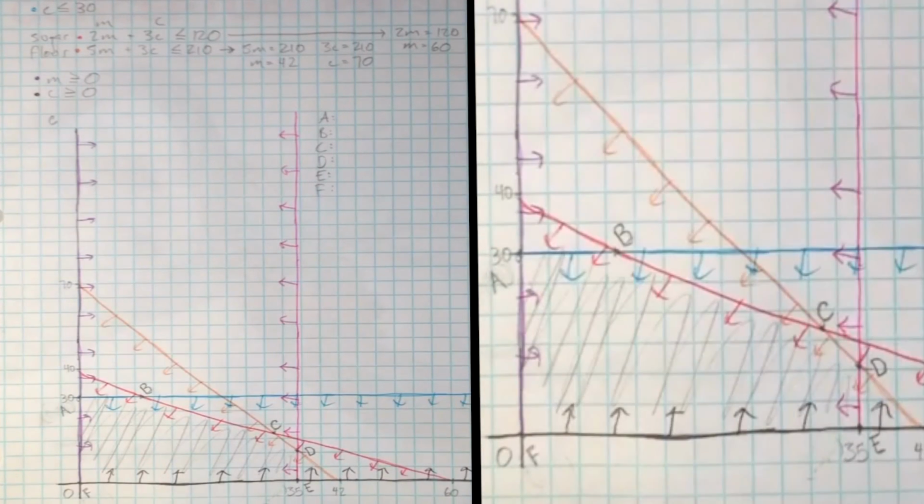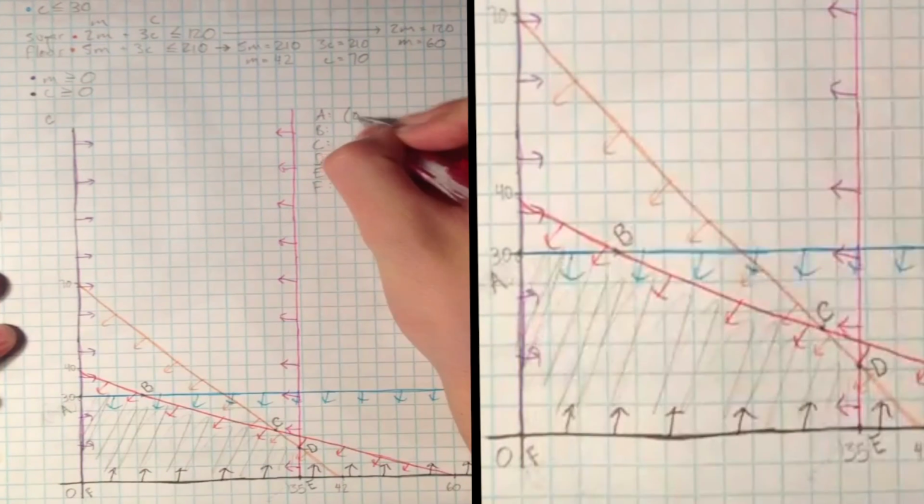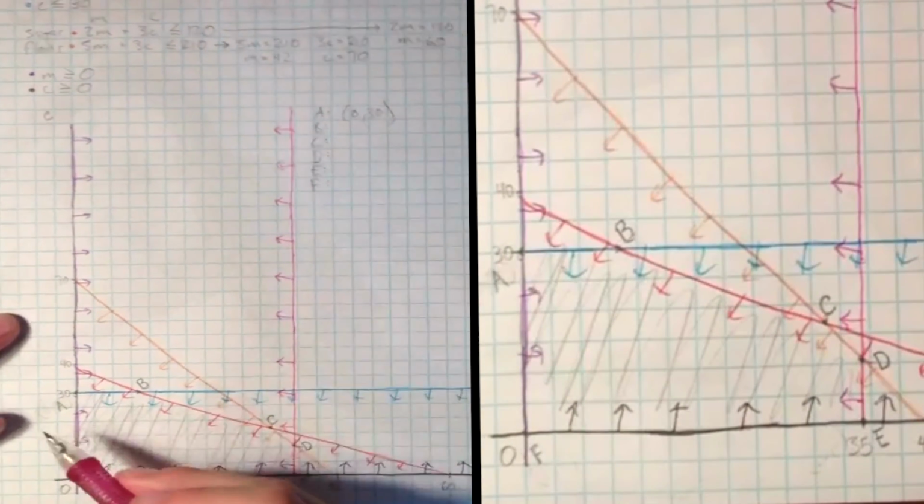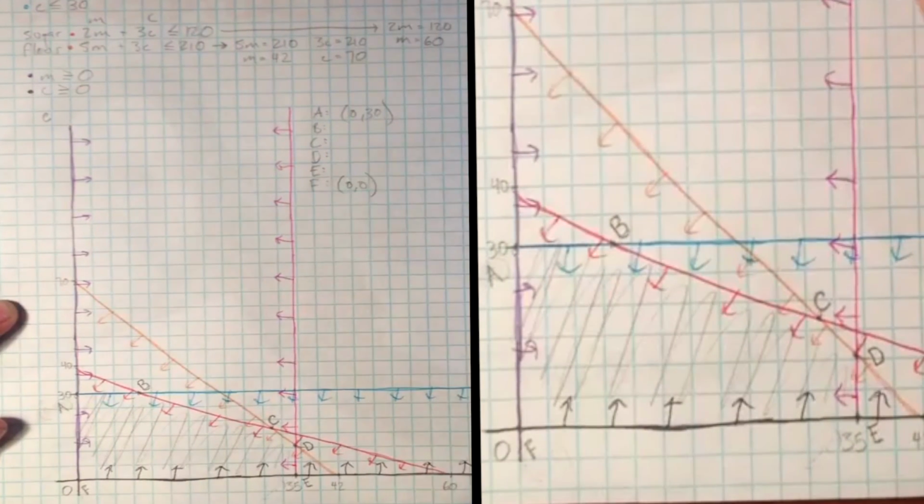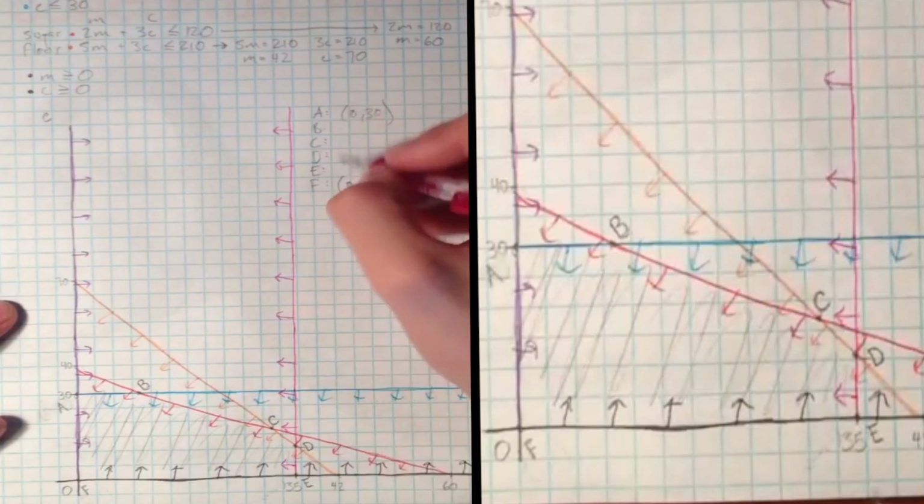For instance, A, F, and E. We could eyeball A, F, and E. A is clearly (0, 30), as it's pressed against the c-axis. F is (0, 0), as it's the point of origin. And E is (35, 0), as it's pressed against the m-axis.